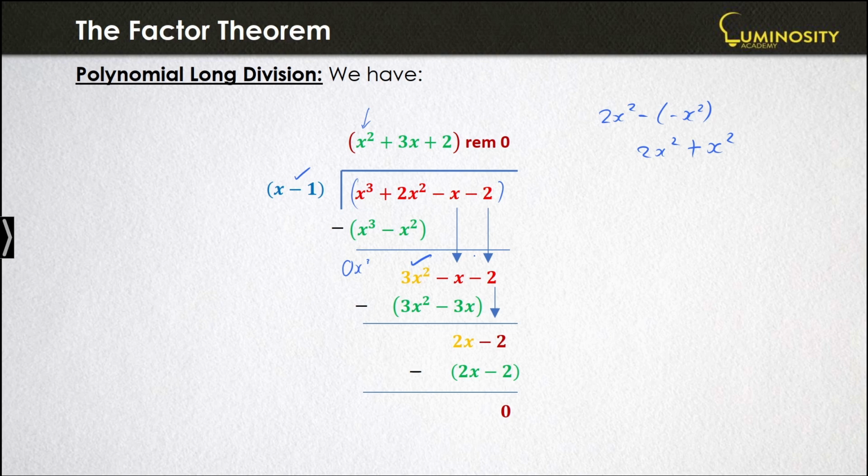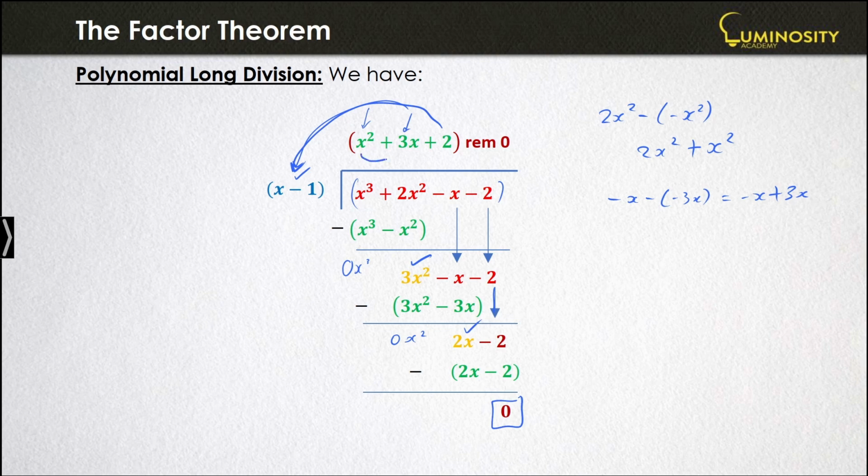So now again, I repeat the process. If I multiply 3x into this divisor term, I get 3x squared minus 3x. So if I subtract that, 3x squared minus 3x squared is 0x squared. Negative x minus negative 3x is equal to negative x plus 3x. So that's where I get the positive 2x. And then I bring over the remaining term, negative 2. And then lastly, to get rid of this 2x, if I multiply by 2 here, I get 2x minus 2. And if I subtract those, I get a remainder of 0.